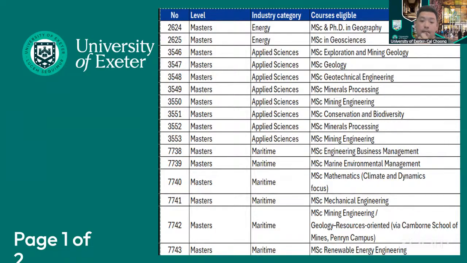Please bear in mind, if you're coming in September 2027, there might be a new list released in January 2027 next year. So this is the extended list that we have this year. We have more courses recognized on LPDP compared to last year, 2025. For this year, 2026, namely programs like Mathematics for Climate and Dynamic Focus. We also have Geography, Geoscience, Geotechnical Engineering, etc.